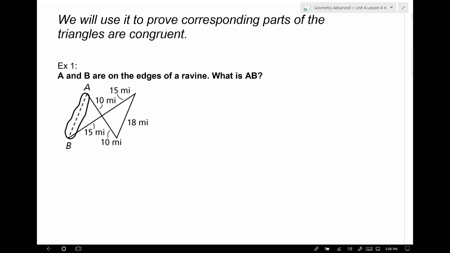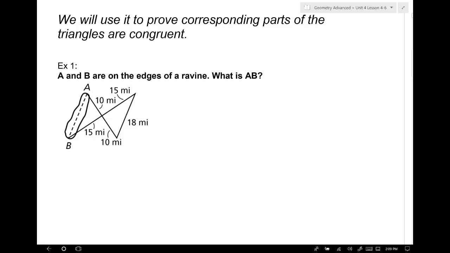Example 1. A and B are on the edges of a ravine. What is... now by the way, notation's been really poor lately. How does that read right there? It actually says, what is the length of segment AB. All right? So if I'm asking for the length and there's no bar there, please quit putting the bar with the equal sign, okay? So with this one, I want you to think about what's really happening. In order to know what the length of segment AB is, don't I need to know what it's congruent to?